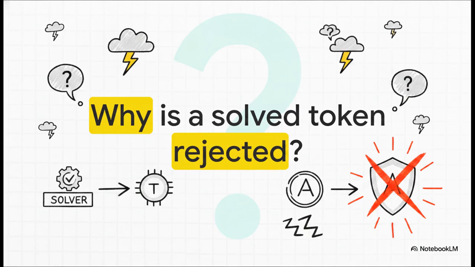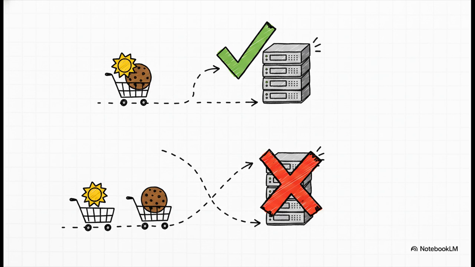You send a perfectly valid token. The solver gives it a thumbs up, but the target app just says, nope. So what gives? Almost every single time, mismatched sessions are the culprit.